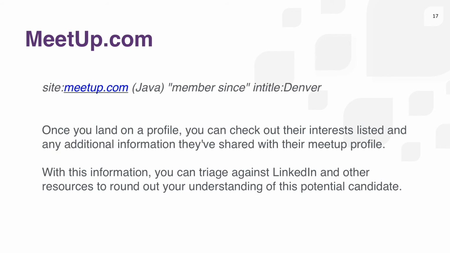So for example, I would type in site:meetup.com, parentheses Java, quotation marks "member since", intitle:Denver. And notice there's no space between intitle, the colon, and Denver. Once you land on a profile, you can check out their interests and any additional information they've shared with their Meetup profile. With this information, you can triage information you found in LinkedIn and other resources to round out your understanding of this potential candidate.